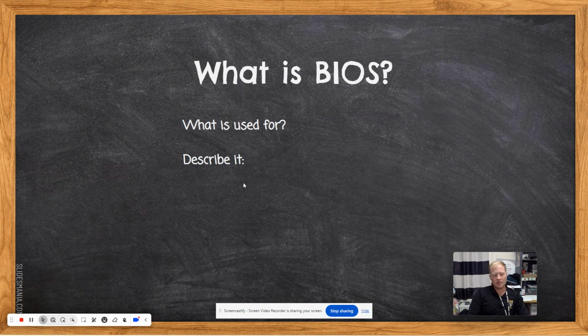All right, we're on our last page here. What is BIOS? This stands for Basic Input Output System. It is the first system that is run when powered on, and this is what allows your computer to take in information from different things. So make sure you guys are aware of that.